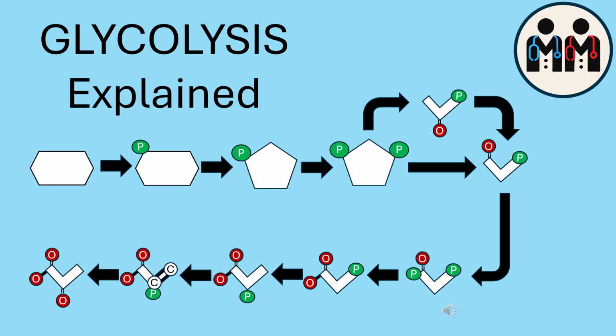This is our first video, and we're starting with one of the most important pathways in biology, glycolysis. The word glycolysis literally means to split sugar. And in this video, we'll break down how glucose is converted step by step into pyruvate. Understanding this pathway is crucial because it's the first stage of cellular respiration and the foundation of how cells harness energy in the form of ATP.